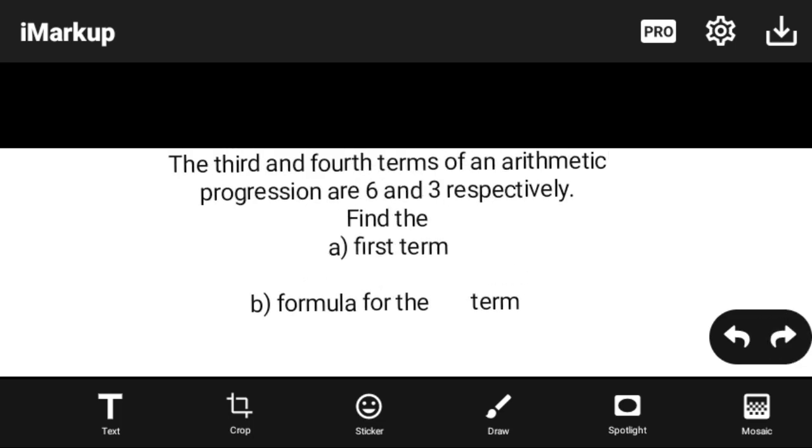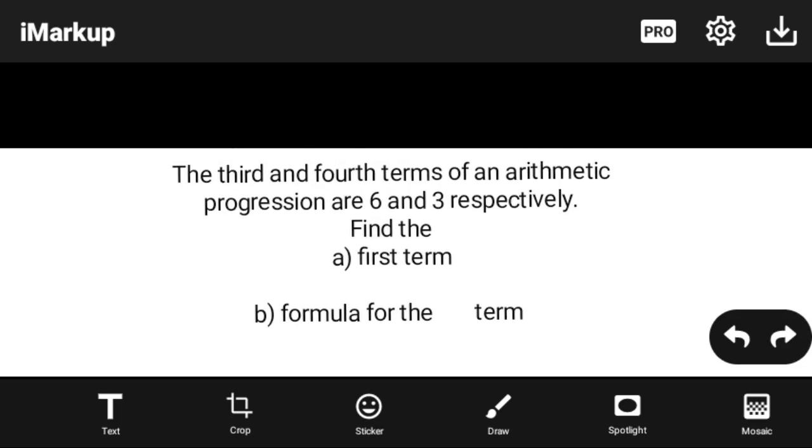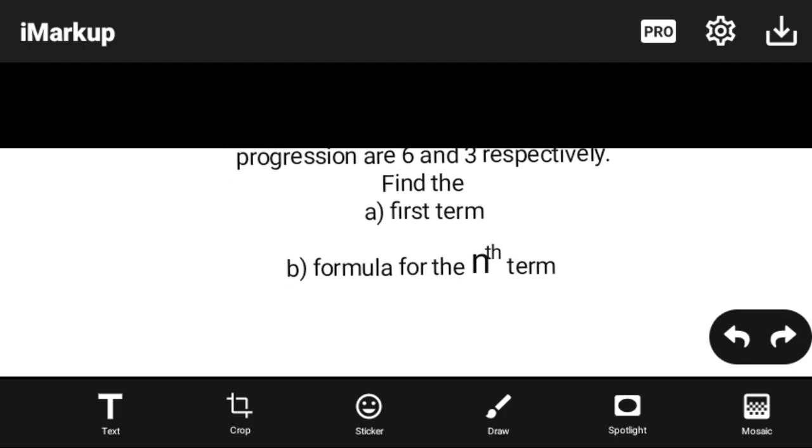Okay, so I'll show you the question, then we'll quickly start answering it. The question was: the third and fourth terms of an arithmetic progression are 6 and 3 respectively. Find the first term, then B, the formula for the nth term.